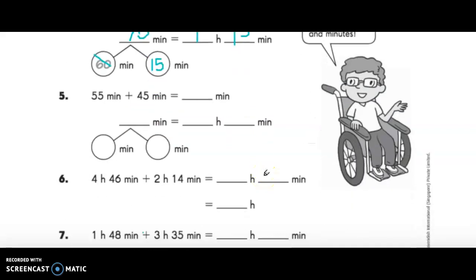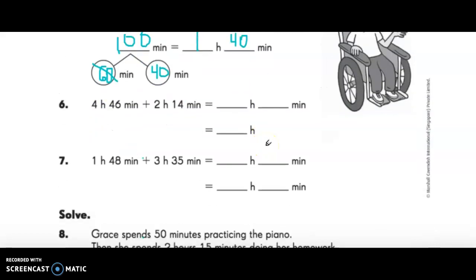Now for number 5, 55 minutes plus 45 minutes gives us 100 minutes. That's step 1, add the minutes. Step 2, regroup. So we're going to take our 100 minutes and run through in our head how many hours can we pull out. 1 hour, 60 minutes, yes, we can take that. 2 hours is 120 minutes, no. So we can only take out 60 minutes, and then we would be left with 40 minutes. 60 minutes becomes that 1 hour, and then we have 40 minutes left.